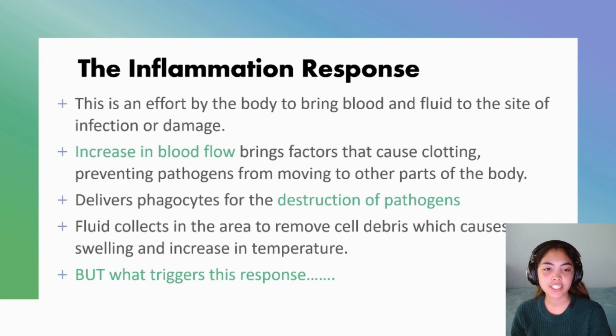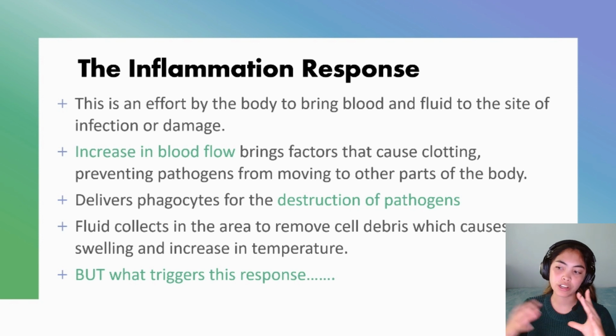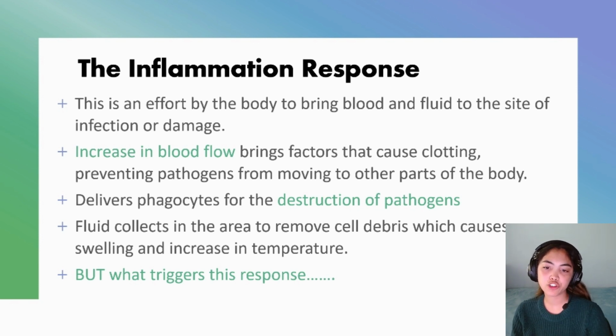So, of course, inflammation does increase blood flow, so that brings factors that cause clotting. We want clotting to make sure that no more pathogens are going to get in, and we're trying to prevent pathogens from moving to other parts of the body. By increasing that blood flow again, it's delivering phagocytes for the destruction of pathogens. So we're allowing more things to get through and into where we need them most. Fluid collects in the area to remove cell debris, which causes swelling and an increase in temperature.